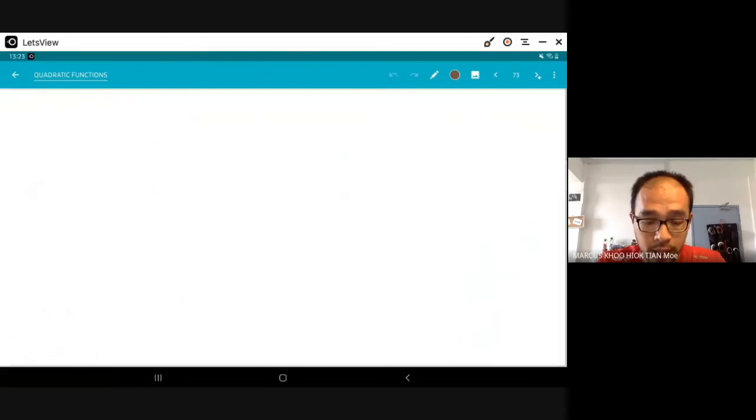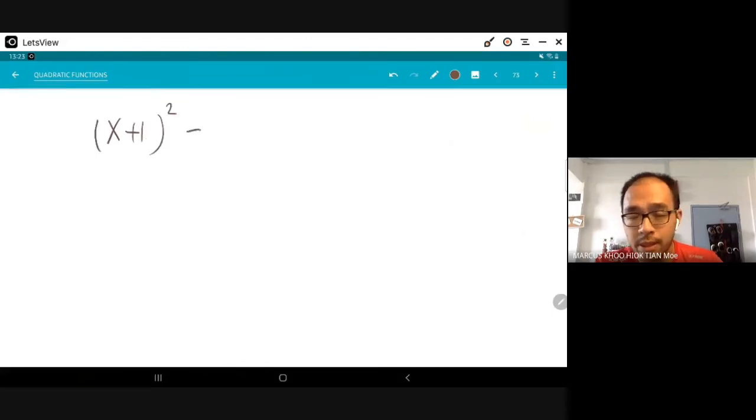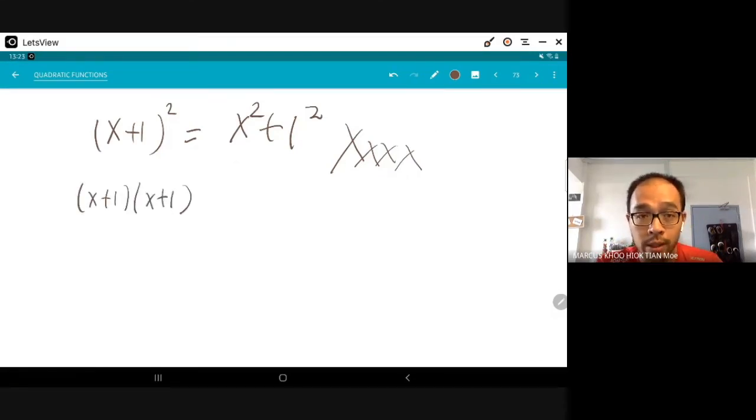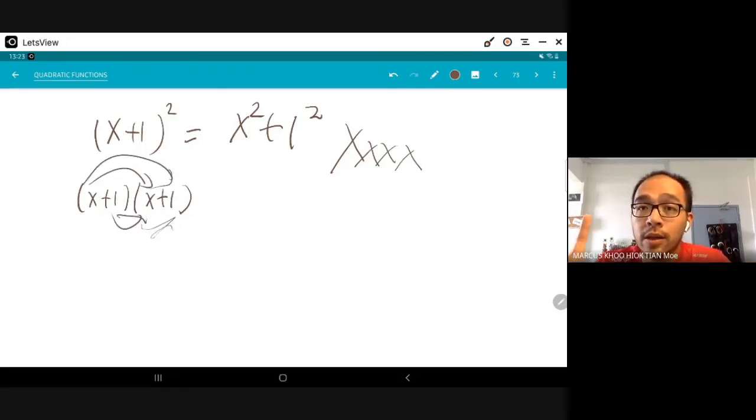The one that I say is illegal under the laws of maths. Let's say x plus 1 squared. There are still people who write x squared plus 1 squared. There is no such thing, guys. Don't make this noob mistake. Remember, x plus 1 squared is x plus 1 multiplied by x plus 1, and then all the arrows like that. You need to know this.